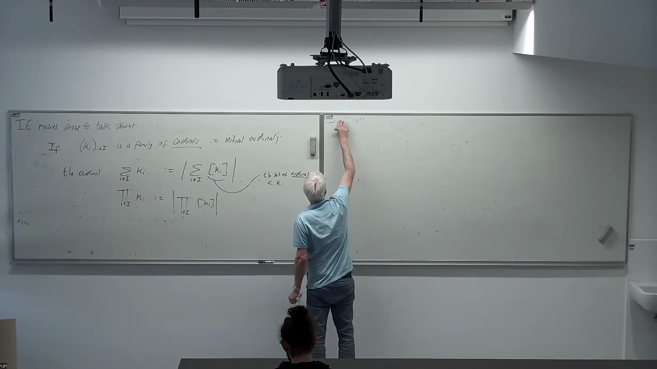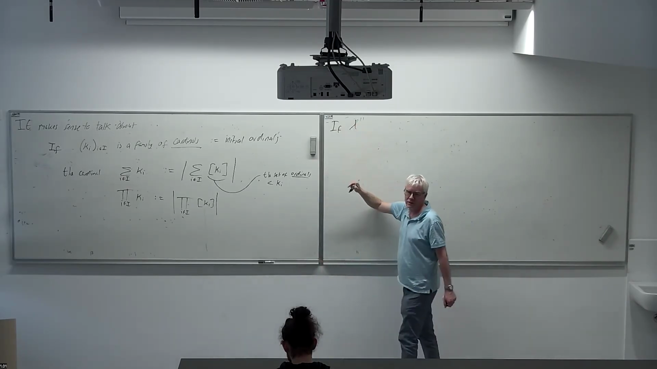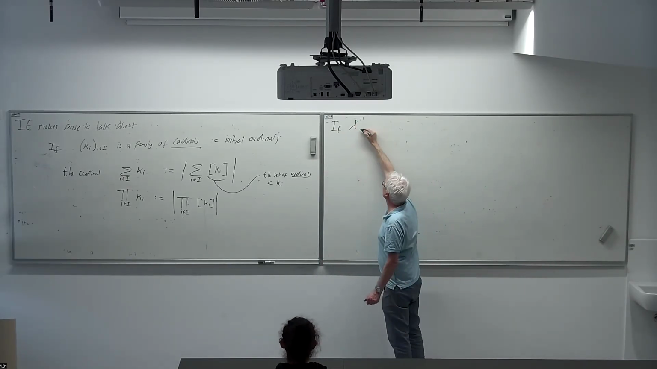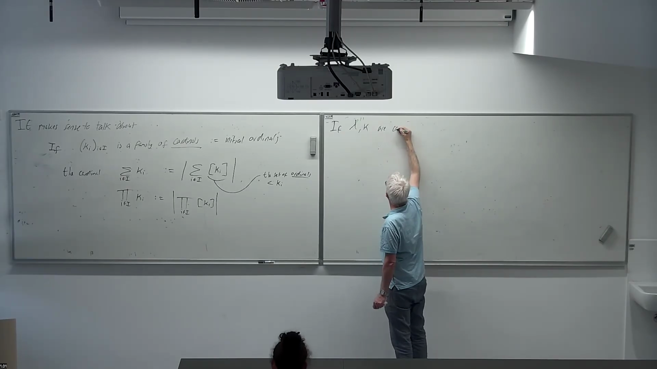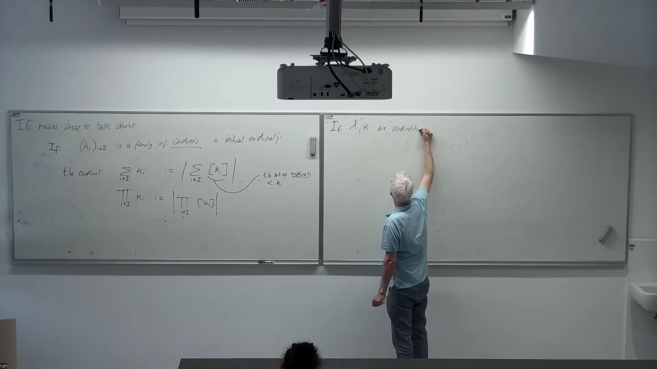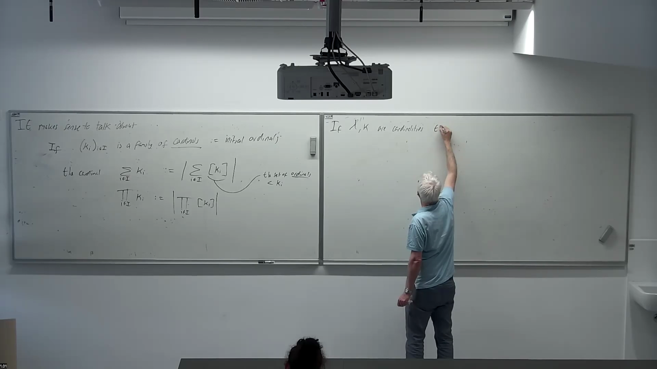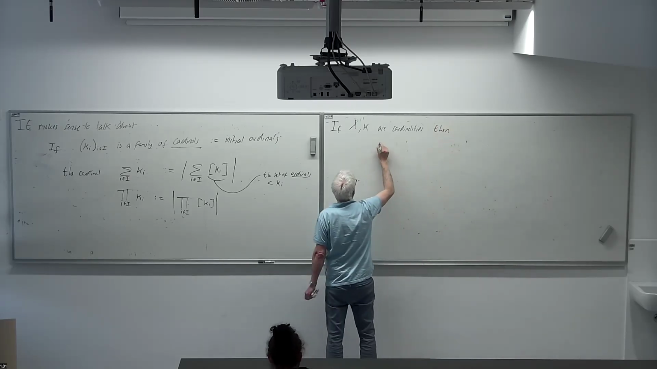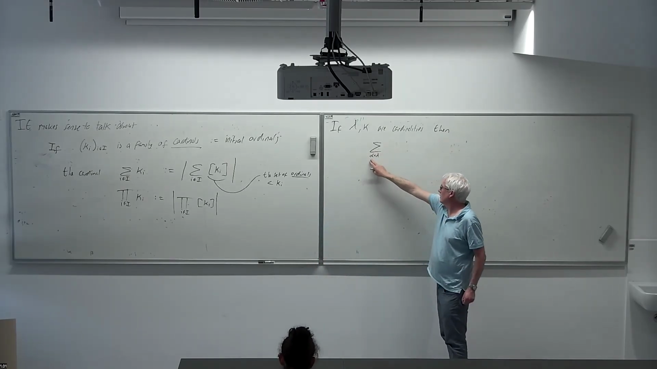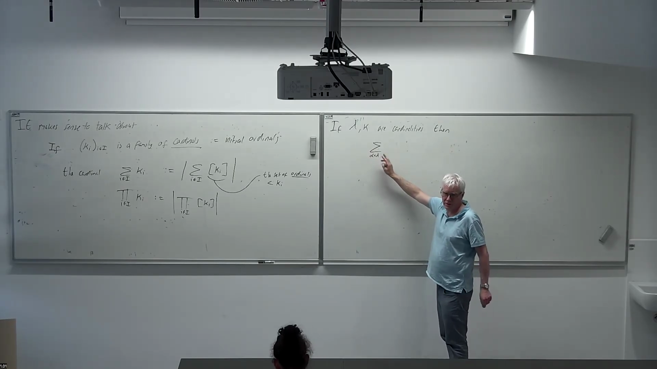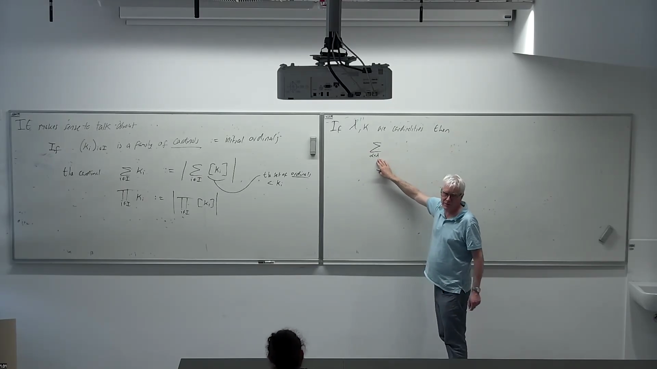So for infinite sums, I'll first do a special case. Now I'm actually going to use lambda for a cardinality, just in order to have enough symbols. So suppose lambda and kappa are cardinalities. Then what we could do is consider the sum over all ordinals less than lambda. So we're summing over lambda many things.